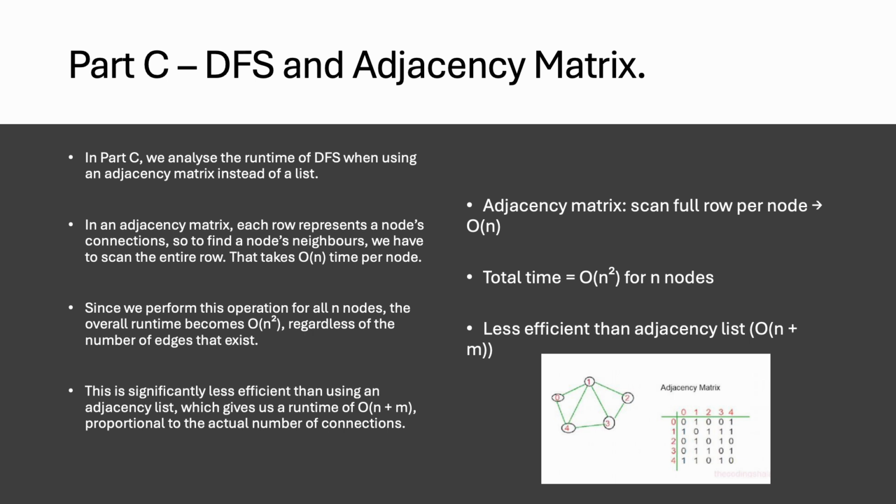We can see that it does not connect to 2, it does not connect to 3. However, it does connect to 4, but only one path to connect to 4 exists. So the main idea is that the adjacency matrix scans the full row per node, which takes O(n) time. The total time would be O(n squared) for n nodes, and it's less efficient than an adjacency list, as an adjacency list is O(n plus m).